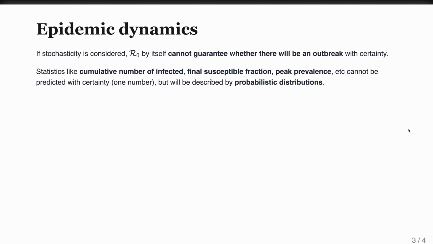So a big difference between stochastic models and the classical SIR models is that even R naught by itself cannot give us a guarantee that there will be an outbreak or not. The usual threshold of R naught over 1 or below 1 is not by itself enough to give us a 100% probability that there will or won't be an outbreak. We won't speak anymore about precise numbers like the cumulative number of infected at the end of the epidemic, the final susceptible fraction, or the peak prevalence. Instead of single numbers, we will have probability distributions for each of them.